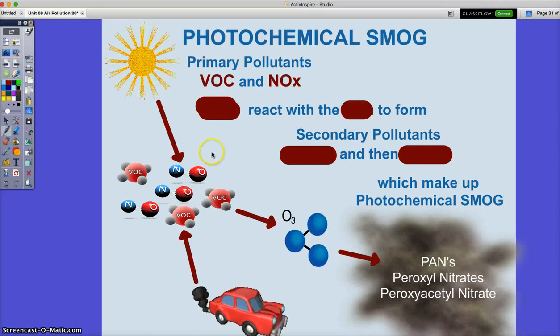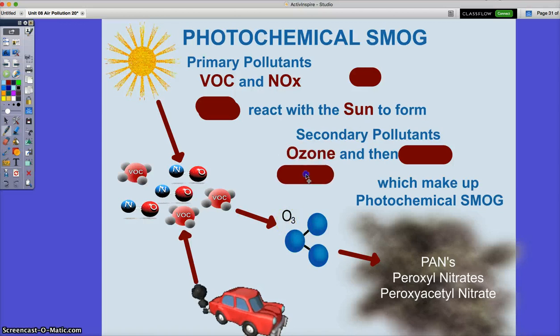What do these compounds react with? Look at the diagram. No, they form ozone. What do they react with? The sun. So volatile organic compounds or nitrous oxides, and it should be or. It could be and, but no, it is and. I'm sorry, it's and. Volatile organic compounds and nitrous oxides react with the sun, and they form the secondary pollutant, which is what? What's this? Ozone. Which then forms what's called PANs. And all you have to know about PANs is that they are a nitrogen-based compound that's associated with photochemical smog.